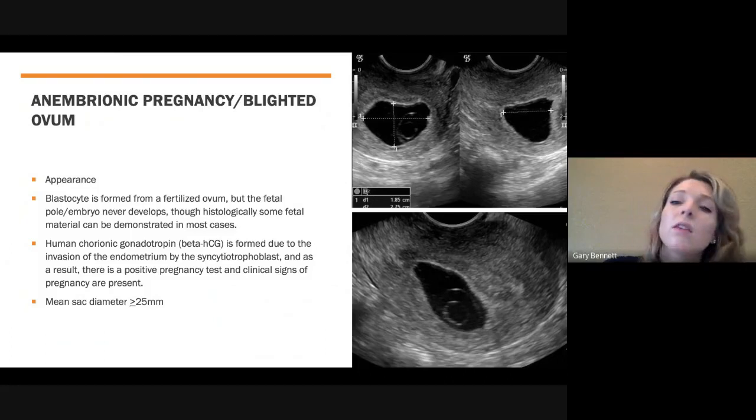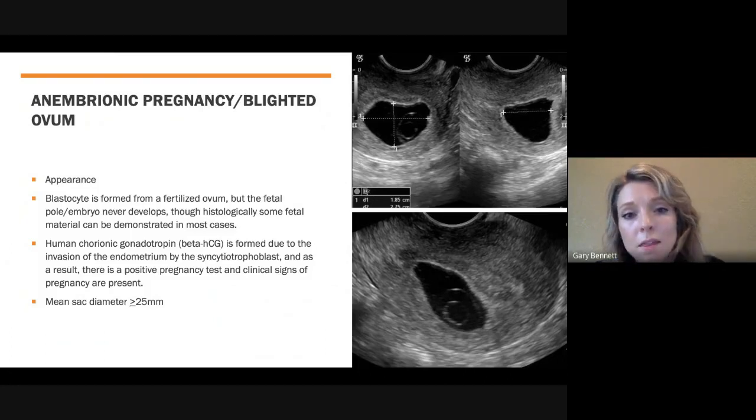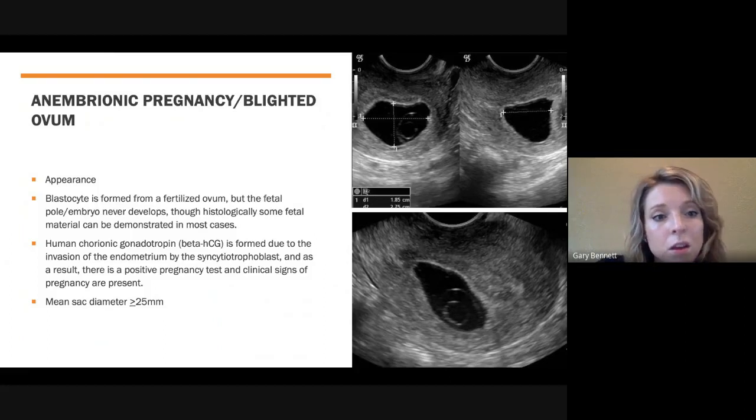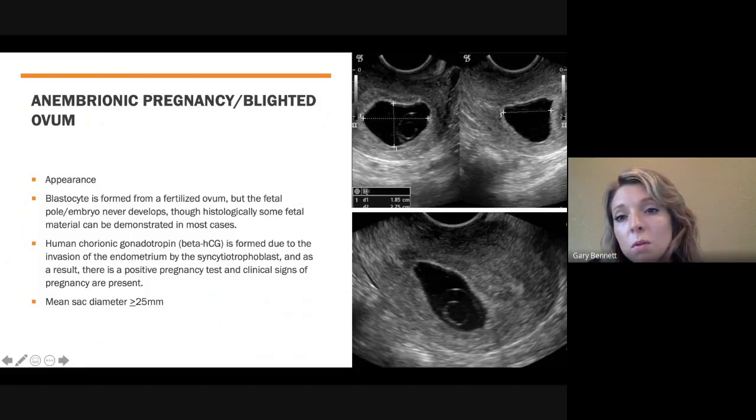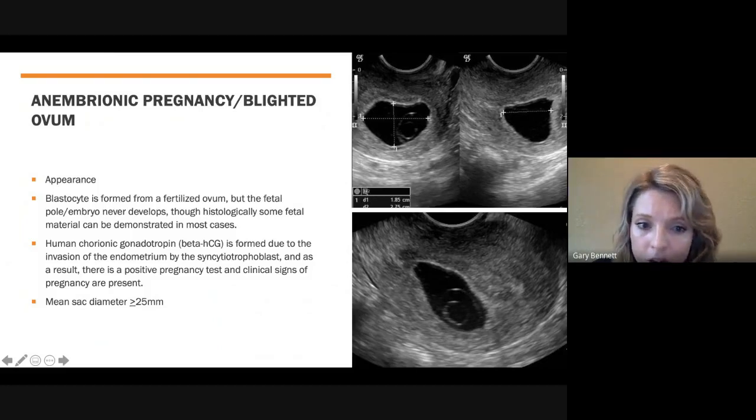crown rump length within it. So baby never really grew in the gestational sac. So this is what it looks like. We see, again, the borders of this gestational sac really aren't super clear. But one thing I do want to point out is you're still seeing that nice, bright, double decidual reaction on here. At least that's what it looks like here.